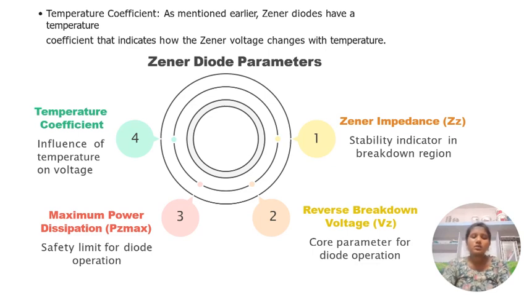Advantages of Zener diodes. Simple and inexpensive. Zener diodes are relatively simple and inexpensive components. Stable voltage regulation. They provide stable voltage regulation over a wide range of input voltage and load current variations. Fast response time. Zener diodes have a fast response time, making them suitable for applications requiring quick voltage clamping. Simple and inexpensive, stable voltage regulation, fast response time.